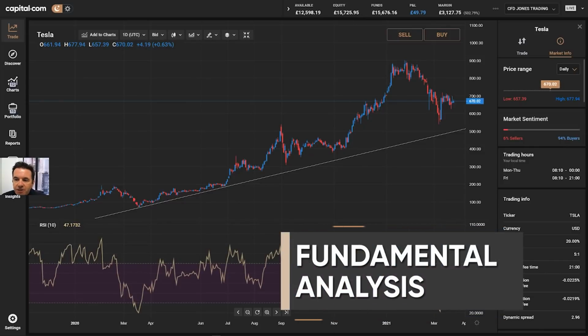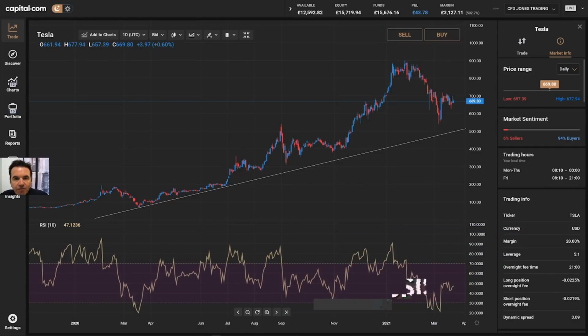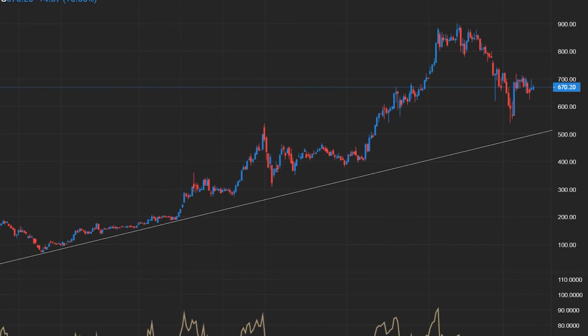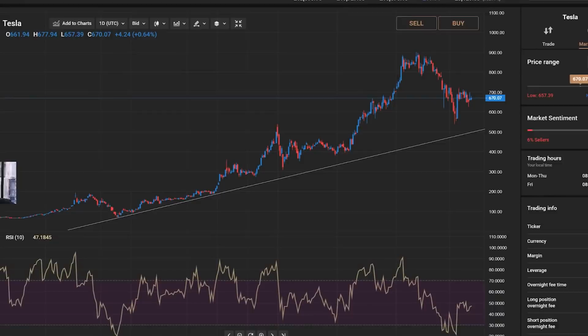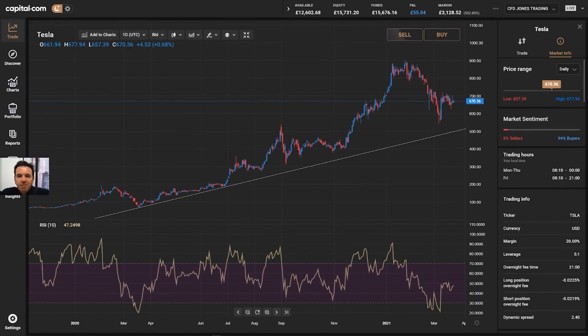Broadly speaking, there are two different ways of analysing markets. There's technical analysis that we do a lot of on this channel, and there's fundamental analysis. Here we've got a chart of Tesla with a great trend. What do the fundamentals look like? How do you do fundamental analysis? How can you tie it up with the technicals? And is there a mutually compatible way to use both of these approaches?